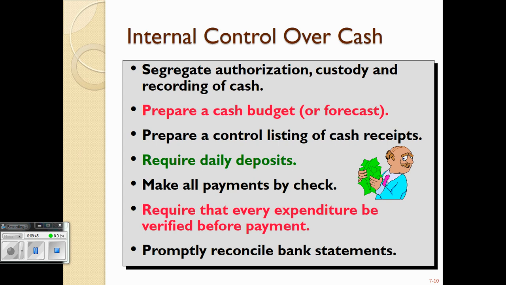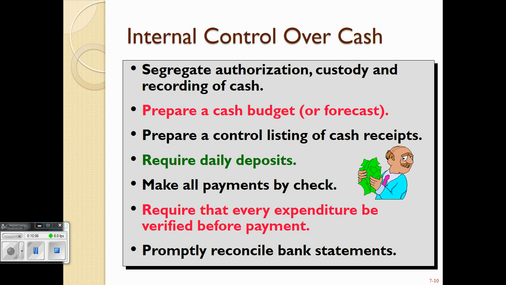Why do we do that? To provide an internal control over cash. Some other things we do is we have a cash budget. We talk about that in Accounting 212. We're not going to talk about budgets this semester. We also require daily deposits, so there's less of an opportunity for cash to be lost, stolen, what have you.